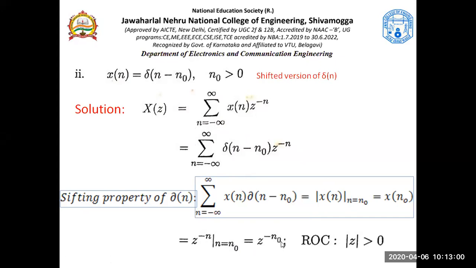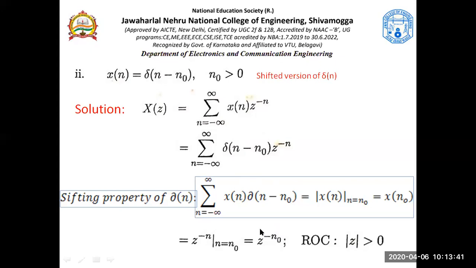If you evaluate z to the power minus n at n equal to n naught, it becomes z to the power minus n naught. Then how do they say the ROC is magnitude z greater than 0? How to read this ROC? If you have done your homework, or if you have gone through what we have discussed so far, you should be able to understand the meaning of the ROC being magnitude z greater than 0. What is ROC? First of all, ROC is the values of z for which x of z is finite. So for what values of z would x of z be finite?